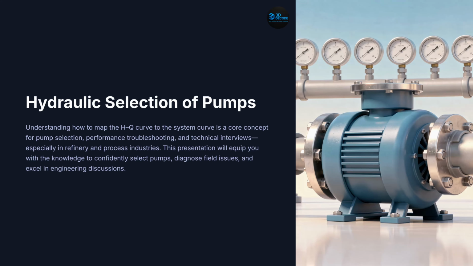You selected a pump for 100 cubic meters per hour at 50 meters head, but after installation, it delivers only 70. The pump is correct. The datasheet is correct. So what went wrong? The answer is simple. You didn't understand where the pump actually operates. In this video, I will explain the most important concept in pump engineering, the operating point.